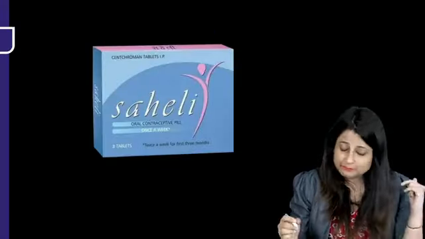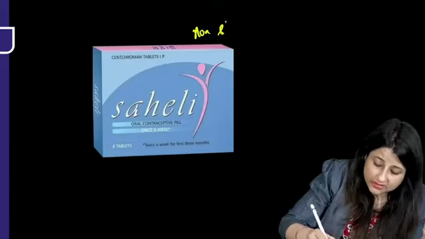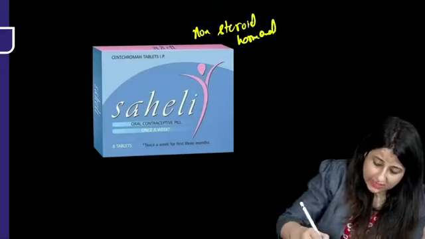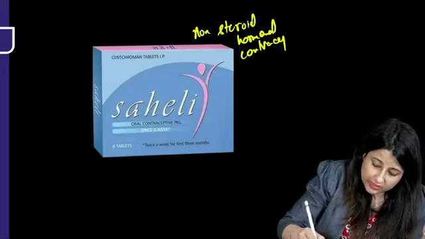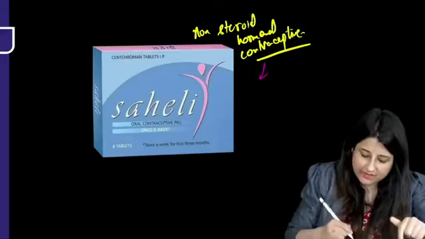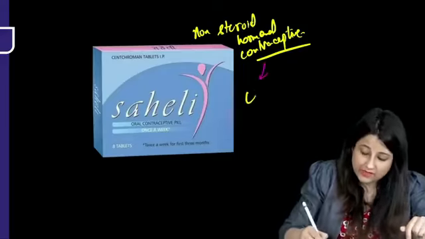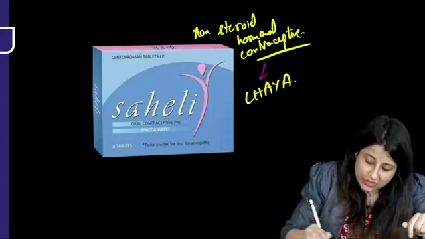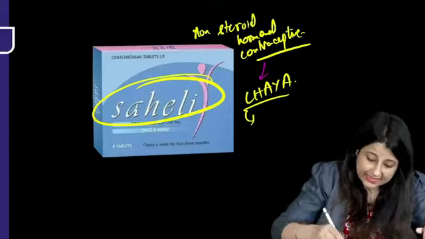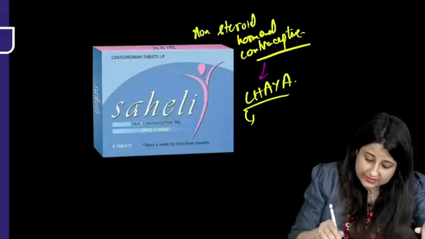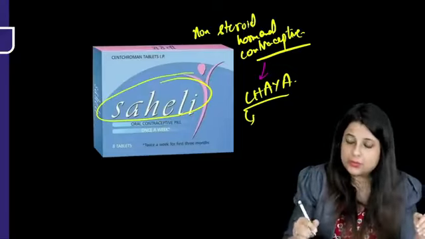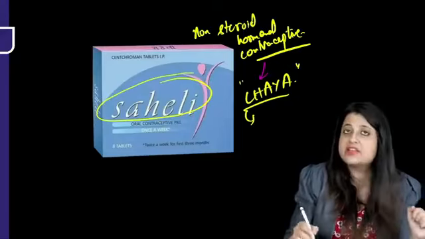What is Saheli? Please remember, this is a non-steroidal hormonal contraceptive. And also remember one more thing, that it is now available under the brand name of Chaya. So Chaya. Earlier it was Saheli. Okay, this was also known as Saheli. Of course, it is available as Saheli. But now, the National Family Welfare Program has introduced it under the name of Chaya.